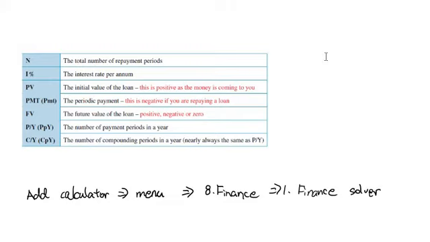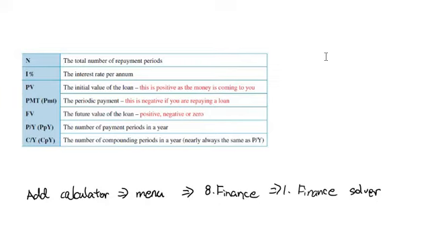Hi everyone. In this video, we're going to learn about finance solver. Finance solver is a function that exists in our CASIO calculator, and we're going to use finance solver to solve the compound interest questions that we have done before.